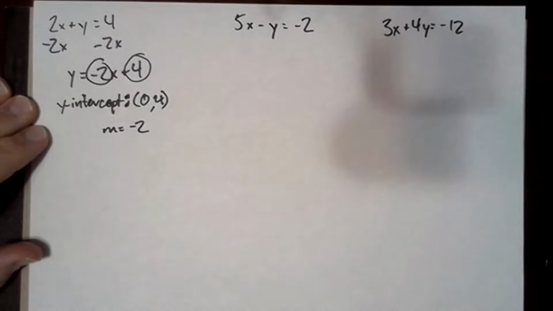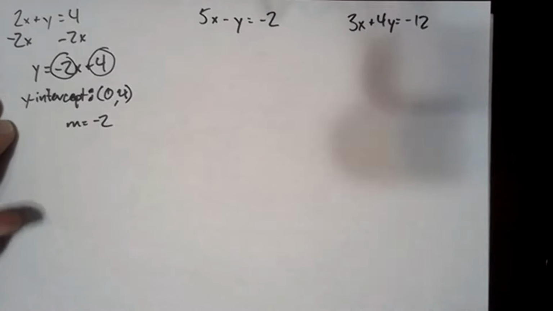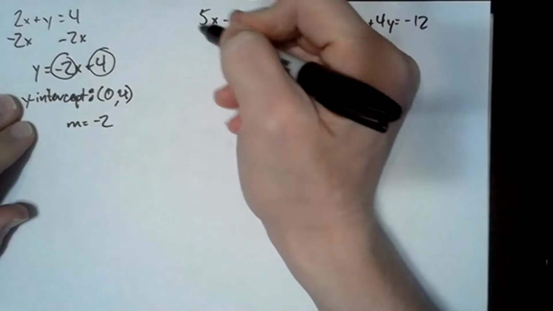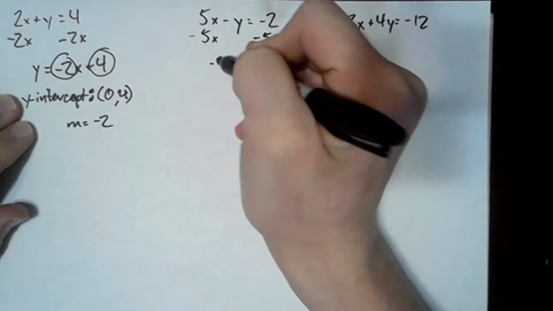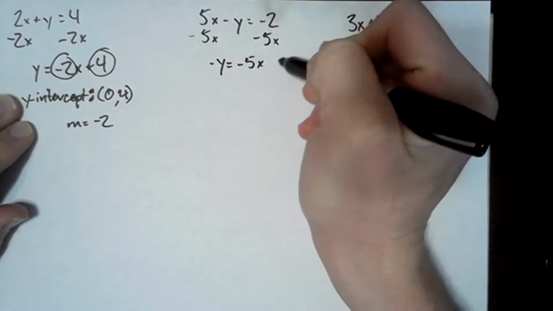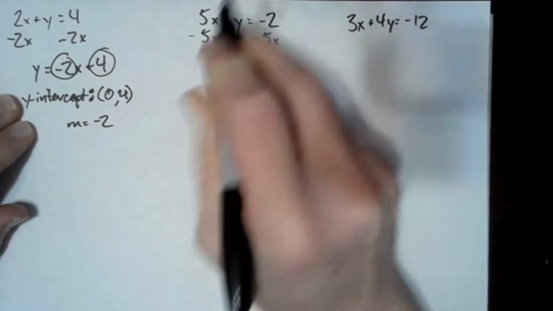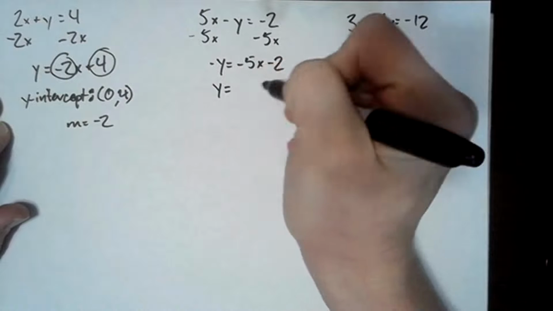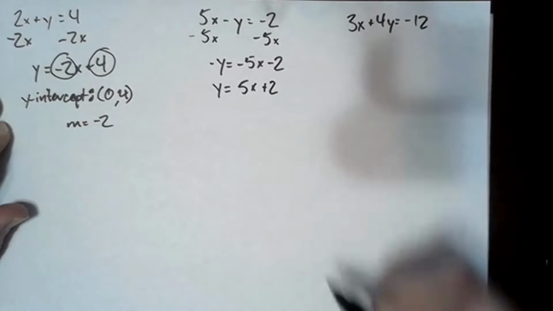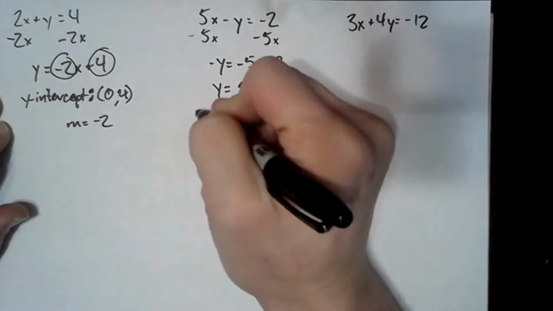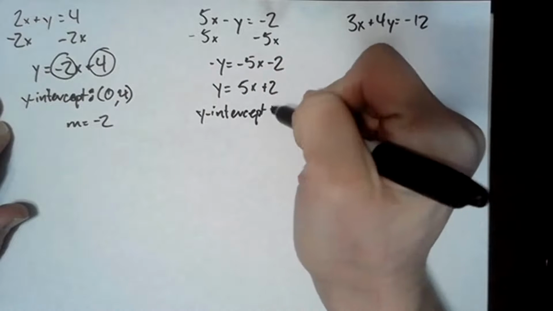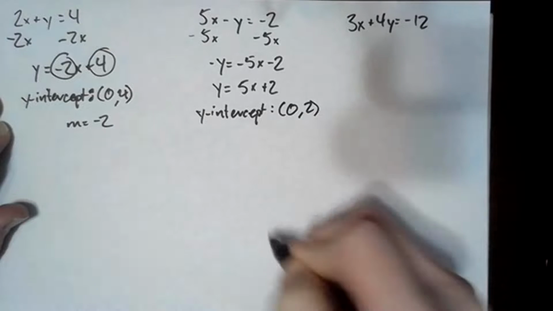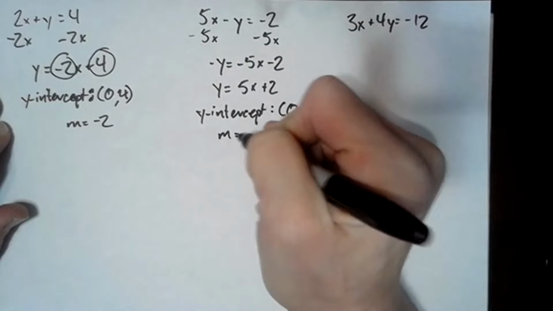For 5x minus y equals -2, we'll start by subtracting 5x from both sides of the equation again. So we get -y equals -5x minus 2, and then we'll just multiply everything by a -1, and we get y equals 5x plus 2. Then our y-intercept is the point 0, 2, and our slope is m equals 5.